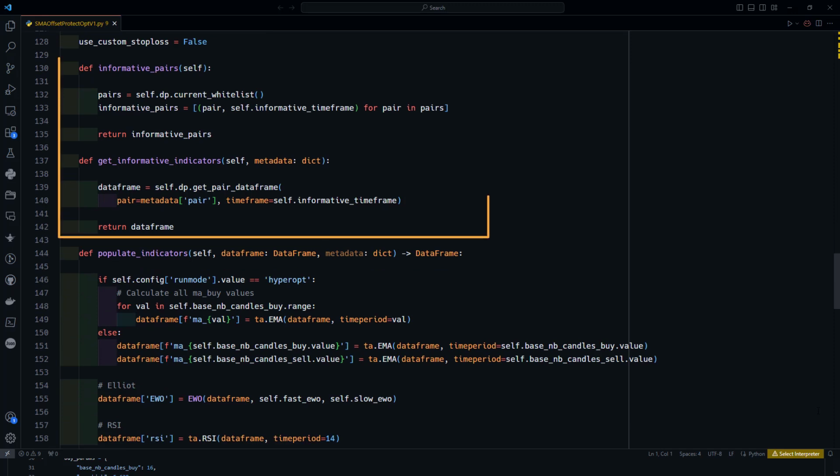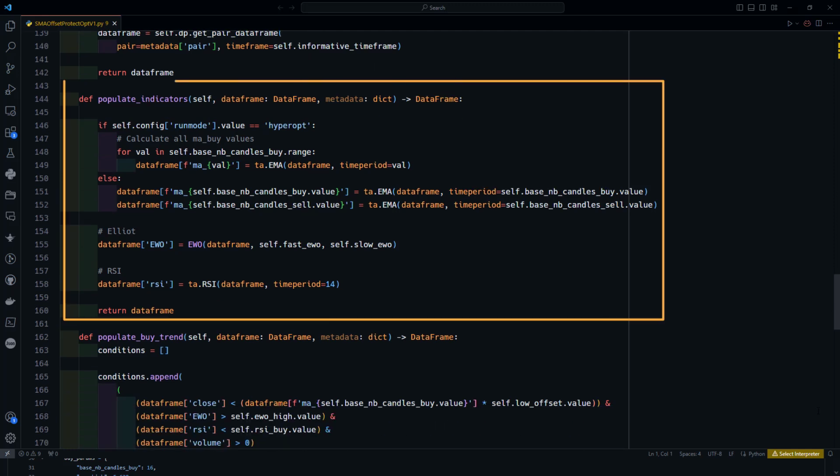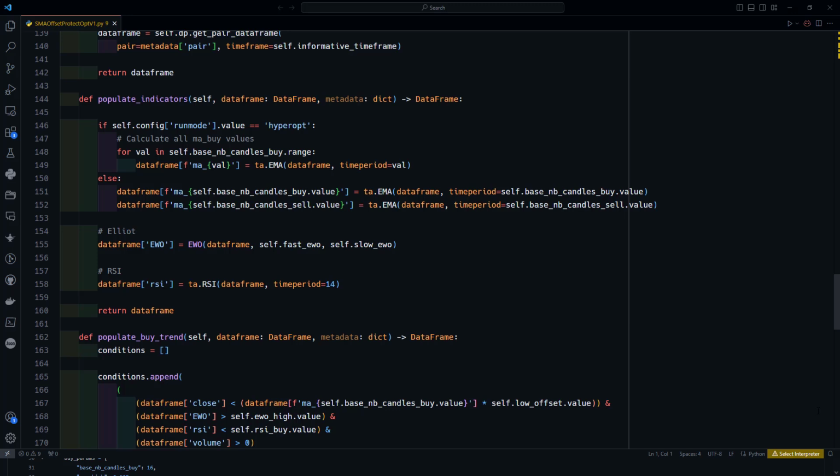And in this section here, we can see that the algo makes use of the pair list as informative pairs, and the 1 hour time frame for creating informative indicators. As said earlier, the strategy will use the EMA, Elliott Wave Oscillator and RSI to determine buy and sell moments.